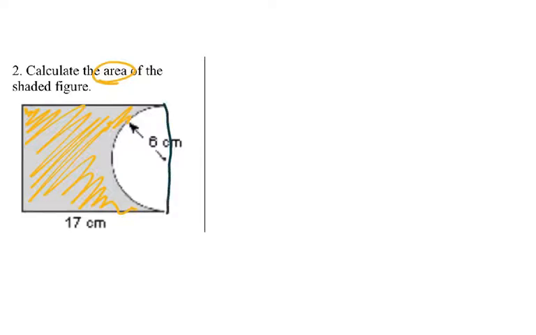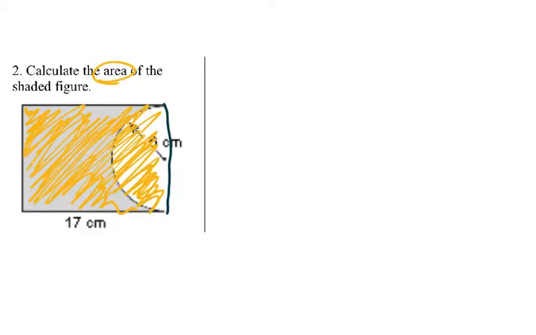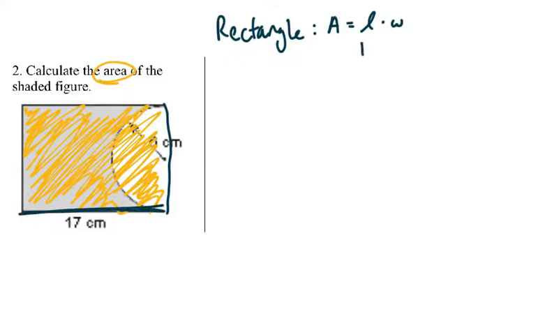So if I drew this in, and we pretended like that part wasn't cut out, this whole rectangle is going to be pretty easy to find the area of. So let's actually find that first. I know that it's a rectangle, so I'm going to write rectangle. And the area for a rectangle would be A equals length times width. My length is pretty easy here. That's going to be the long side, so 17 centimeters.